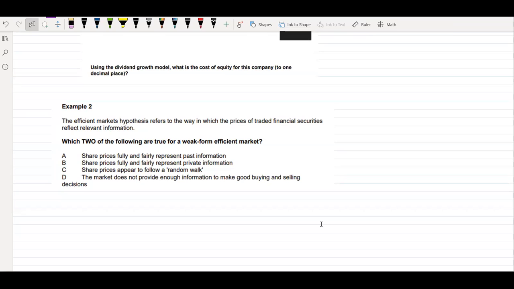A is correct. Share prices fully and fairly represent past information. Share prices fully and fairly represent private information is wrong. Share prices follow a random walk. Random walk past information में होती है. A and C are correct. D is market does not provide enough information to make good buy. D is incorrect. A and C is the correct answer.